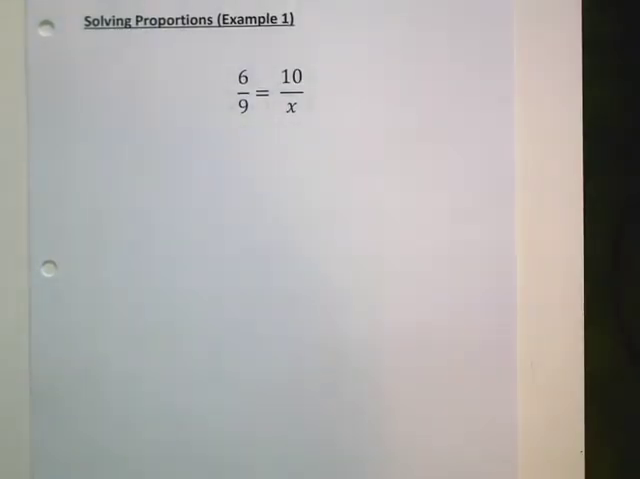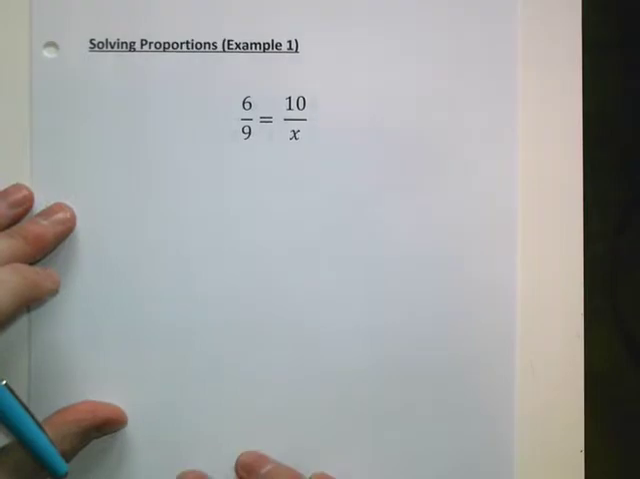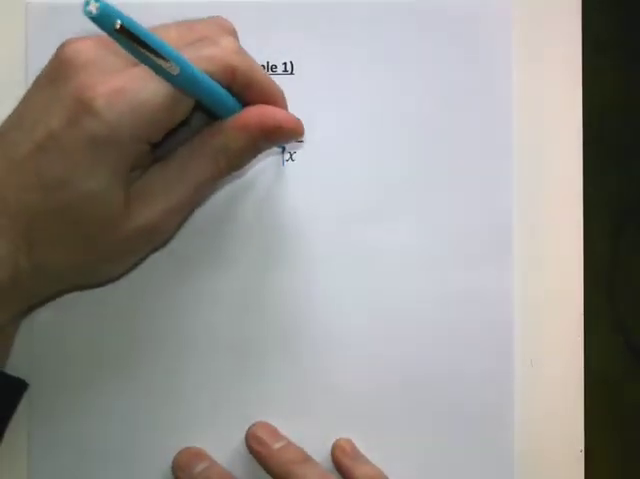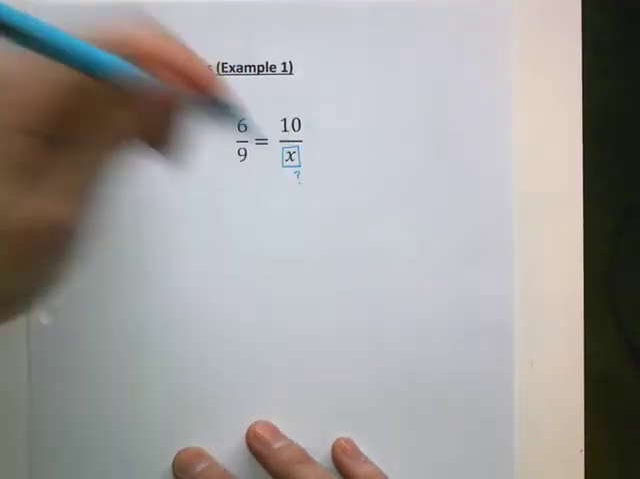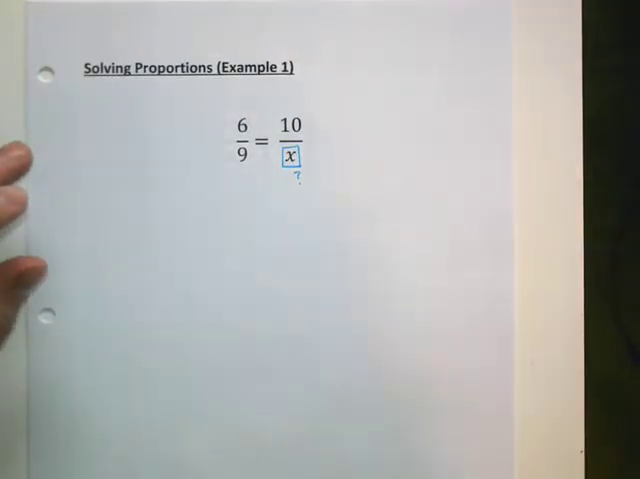It says 6 over 9 is equal to 10 over what? On all of these problems that we do today, we're going to have a variable that we're solving for. We want to figure out what 6 over 9 is equal to. 6 over 9 is equal to 10 over what?